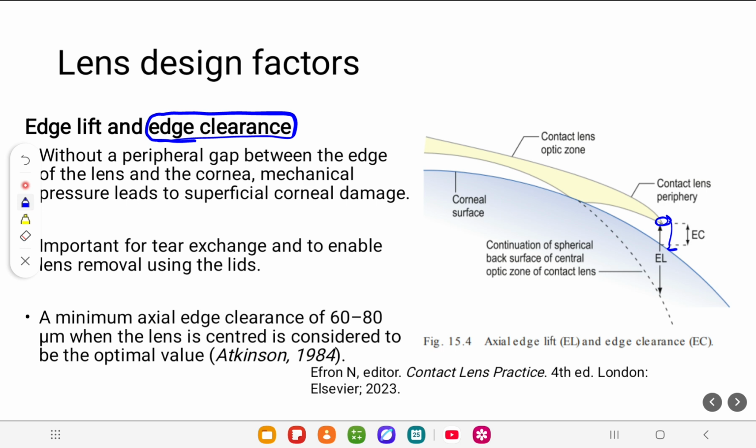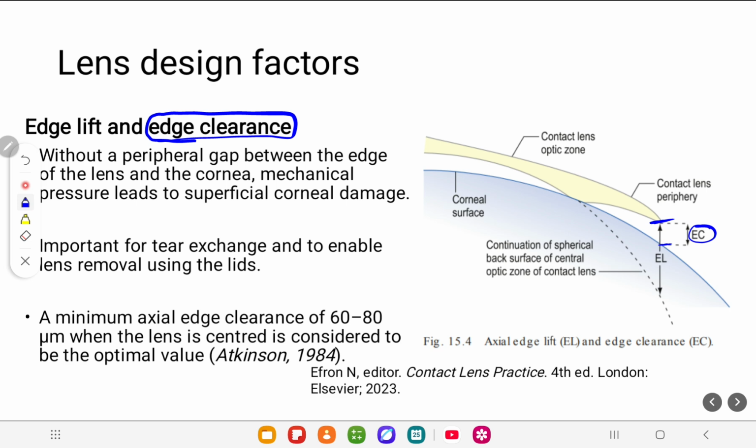So what do we mean by edge clearance? Edge clearance is that gap. Can you see here the gap between the contact lens periphery and the surface? That's the cornea. So the contact lens extreme edge and the cornea, that distance is edge clearance. What is edge lift?